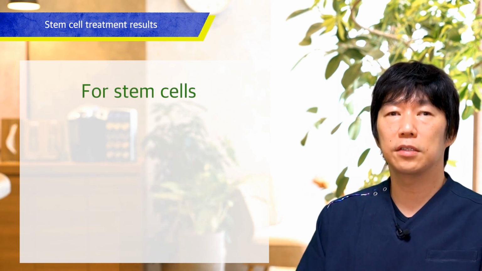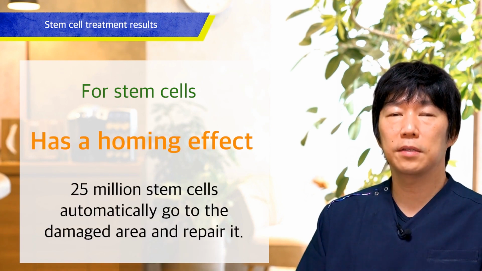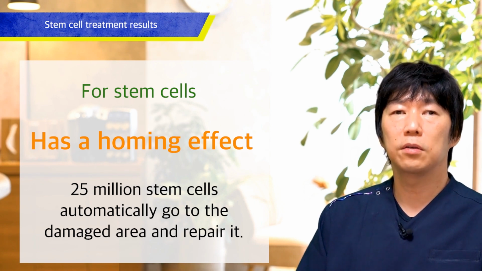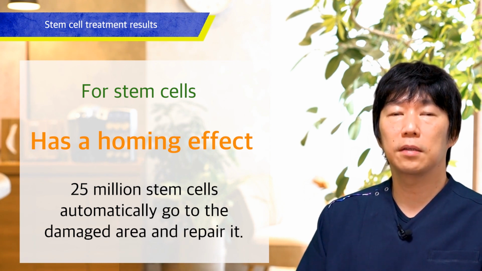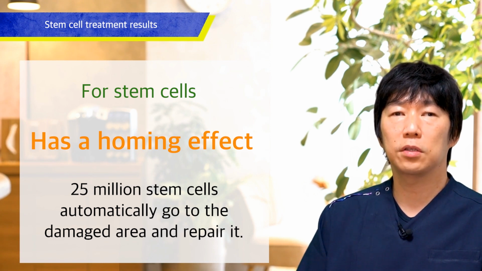Regenerative medicine using stem cells has a homing effect. In other words, the stem cells automatically move to the damaged areas by administering 25 million stem cells into the spinal cord. These stem cells go to the damaged nerves and help repair and regenerate them.